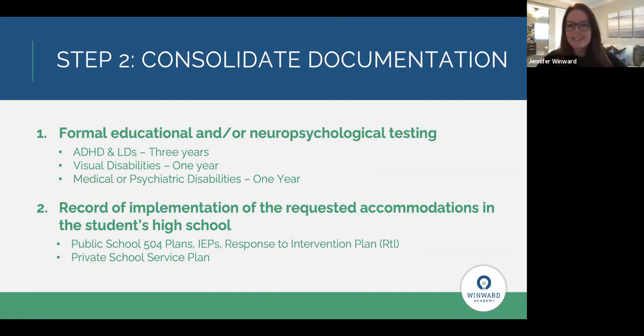So notice that it's different, right? So you have to be aware that depending on what you are applying for and what the disability might be, it's critical that you have the documentation in that time range, because they tend to be pretty inflexible with that.